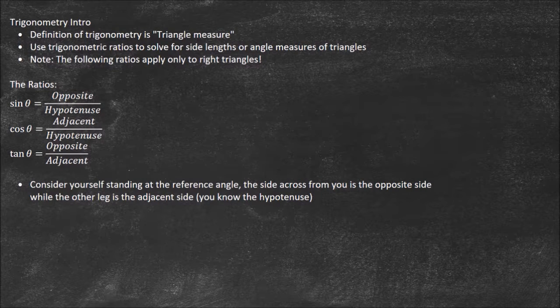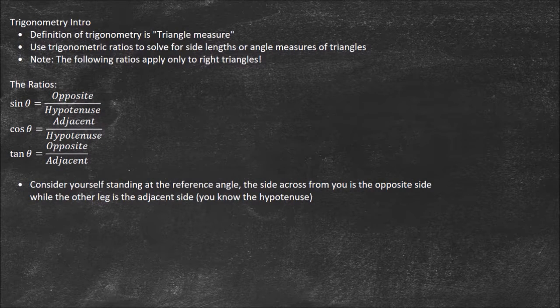the definition of trigonometry really is triangle measure. So that's what we use trigonometry to do. We use it to find measures of triangles. It can be side lengths or it can be angle measurements. And so that's what we said when we use trigonometric ratios to help us find lengths or angle measurements.